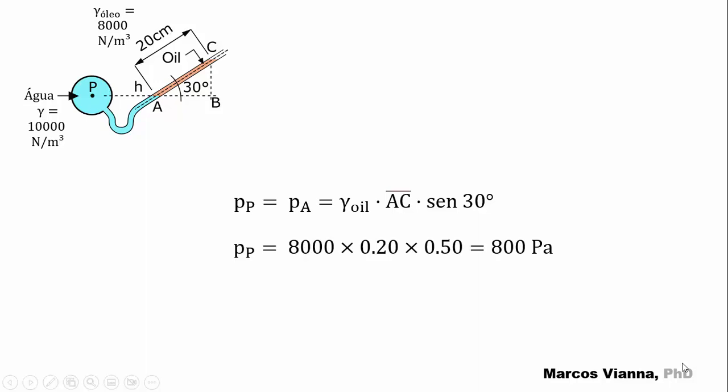Let's see what happens in an inclined tube manometer. What's the pressure at the point P shown in this figure? Piece of cake. P at P equals PA equals gamma oil times AC bar times sin 30. So, P at P equals 8,000 times 0.20 times 0.50 equals 800 pascals.